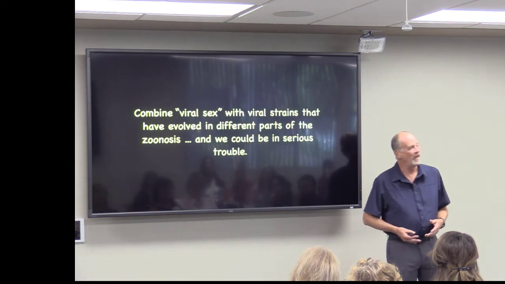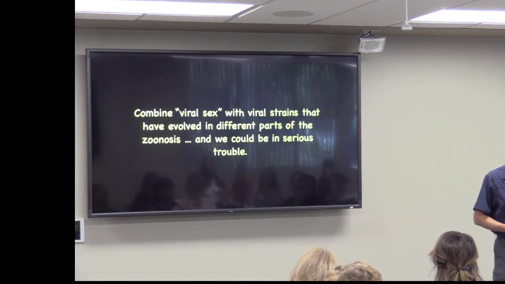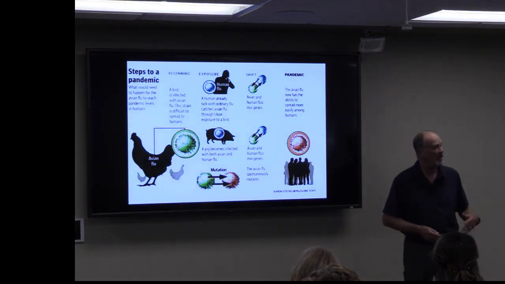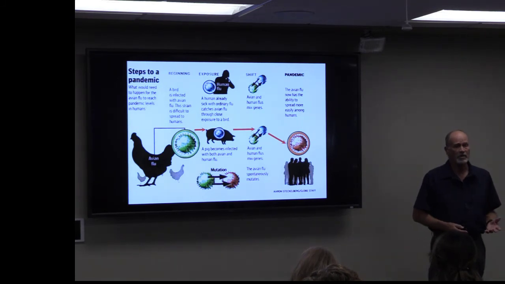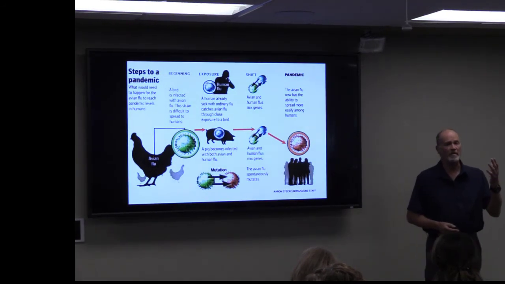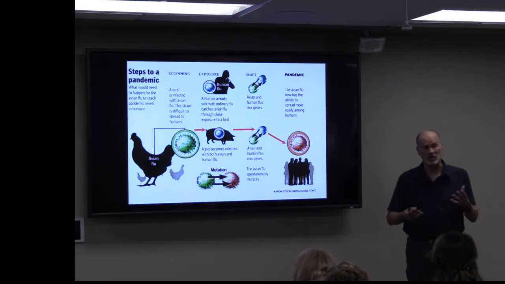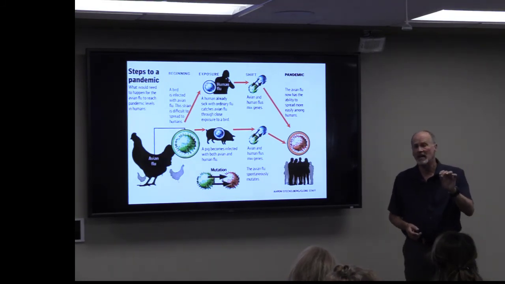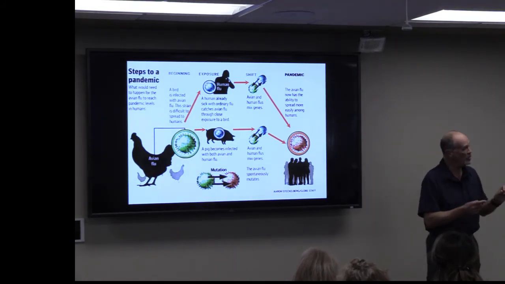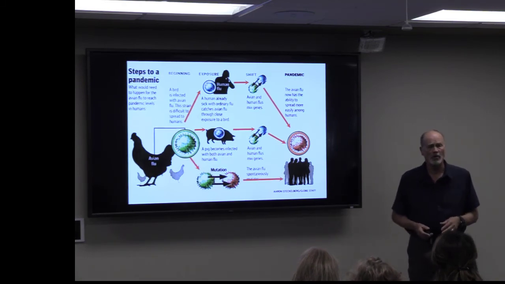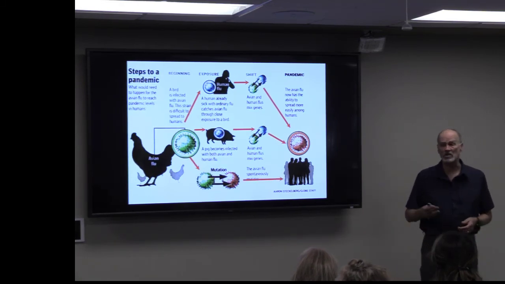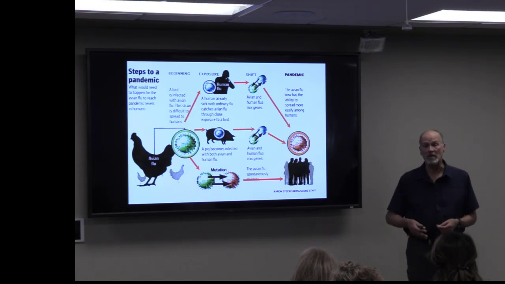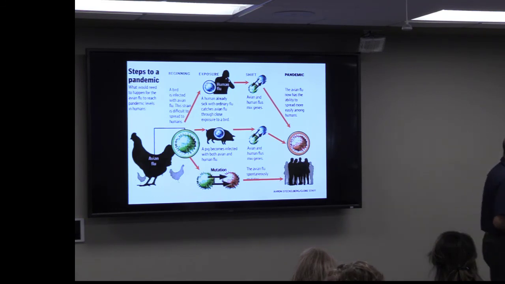So if you have viral sex, and you have strains that are involved in different parts of the zoonosis, we could be in serious trouble. So steps to a possible flu pandemic are always there every year. So for example, you could have a chicken virus that somehow gets into a pig, is mixed with those, this is where swine flu comes from, and then could get into humans. You could have 2 versions of a virus infecting a human being and producing new combinations that infect other humans, or there could be a series of mutations that produce this. The replication of RNA in these viruses is very mistake prone, which means there's a very, very high rate of mutation, therefore there's a high rate of novelty.